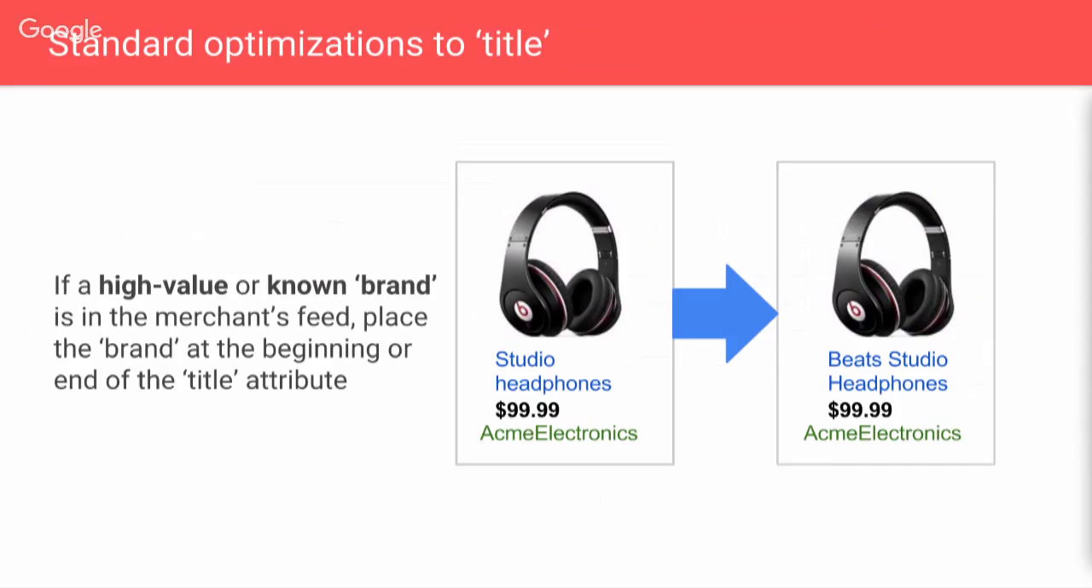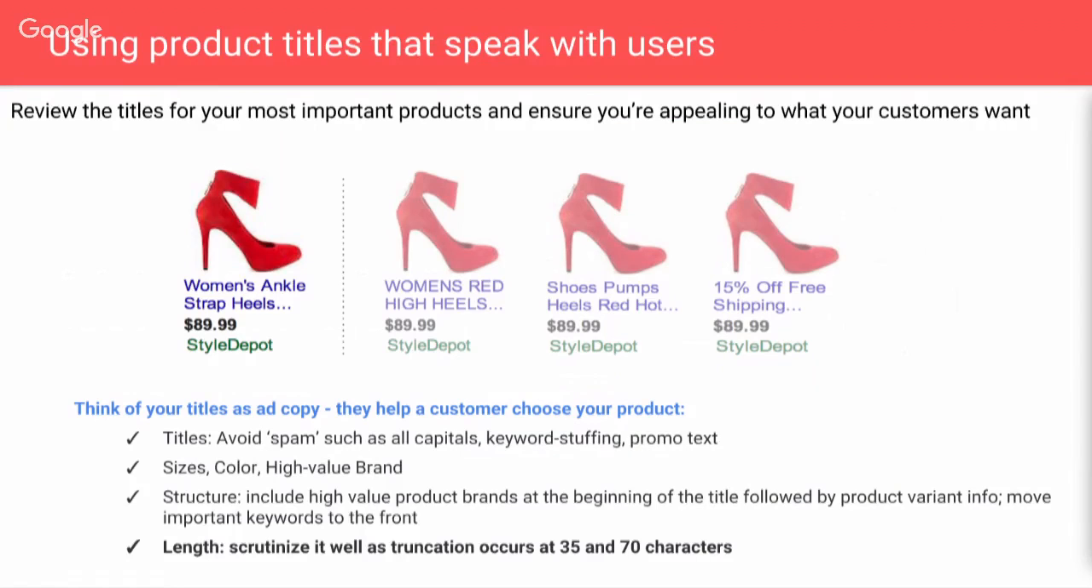Also, another great thing to remember when we're working on the title is if it's a high value or known brand, we want to make sure that's in the title too. Usually we like to put that at the front. So you can see here, if you just have studio headphones, you can see the Beats logo on there, but it's not as eye-catching as if we're saying Beats studio headphones. Not only is that going to help when people are searching specifically for Beats, but it's also going to help because they're going to say, oh, okay, cool, those are good high value known brand headphones, right? So another great optimization to keep in mind.